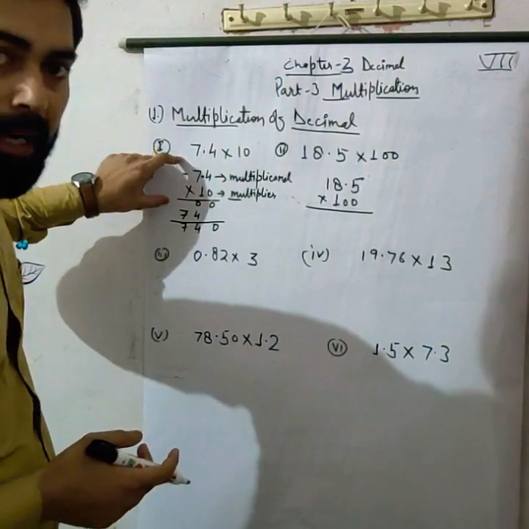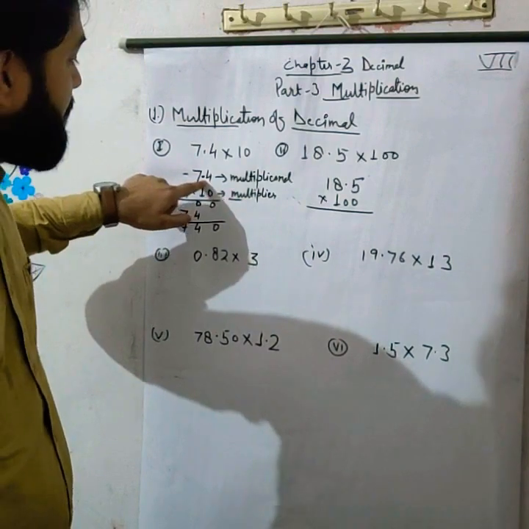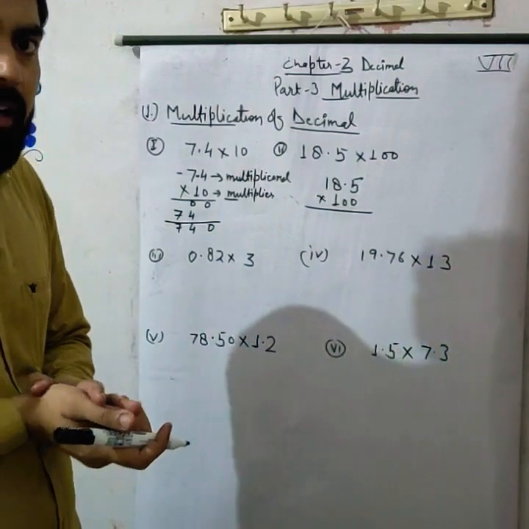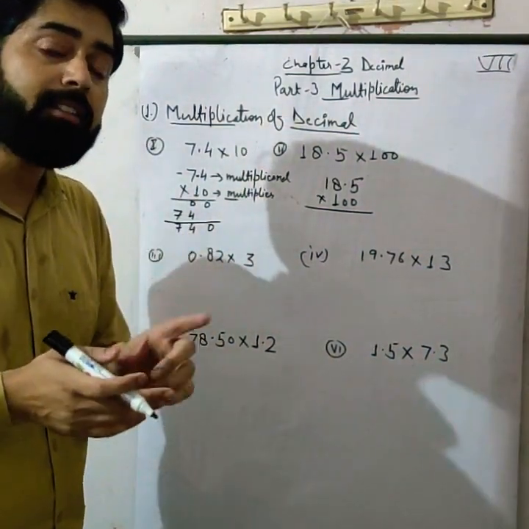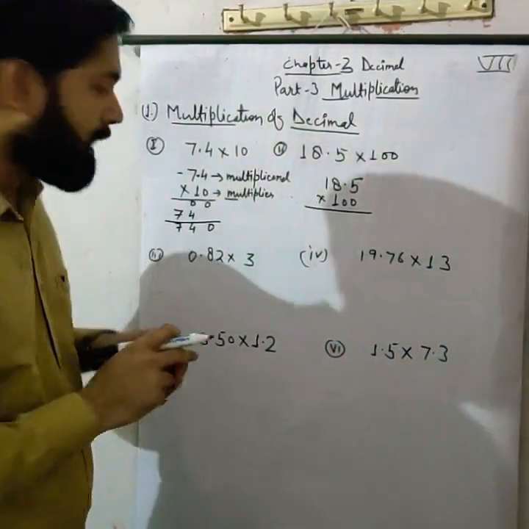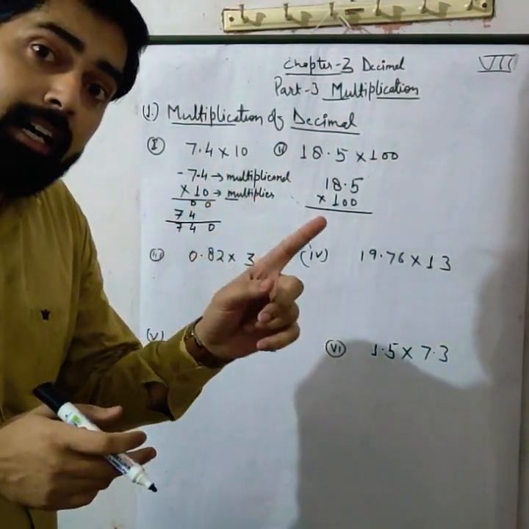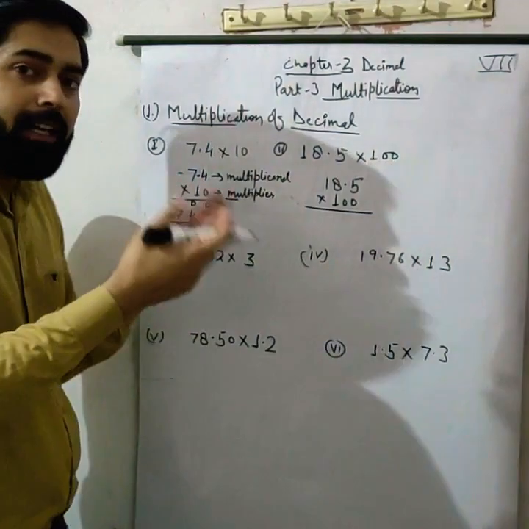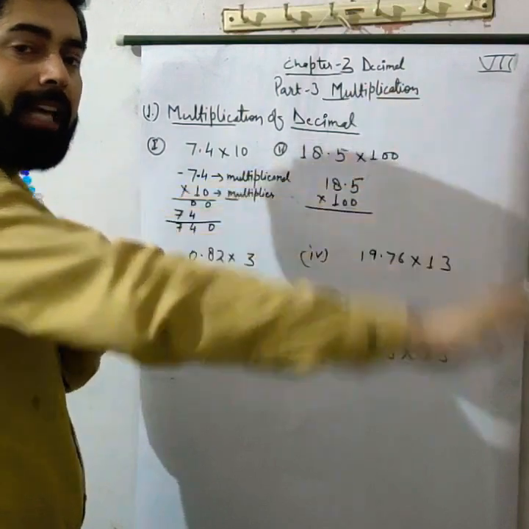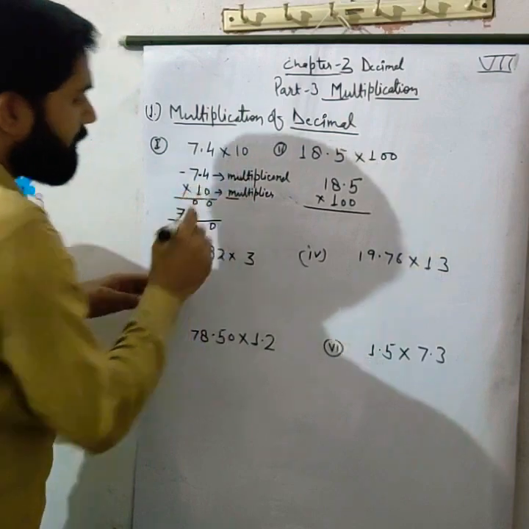In this type of multiplication, there is one thing: what is a decimal, and where do we use the decimal? After multiplication, we always put the decimal in the product. We cannot use it in the first step and second step. We can use it only in the last, the product. And how do we place the decimal? Always from the right hand side. This is your right hand side.